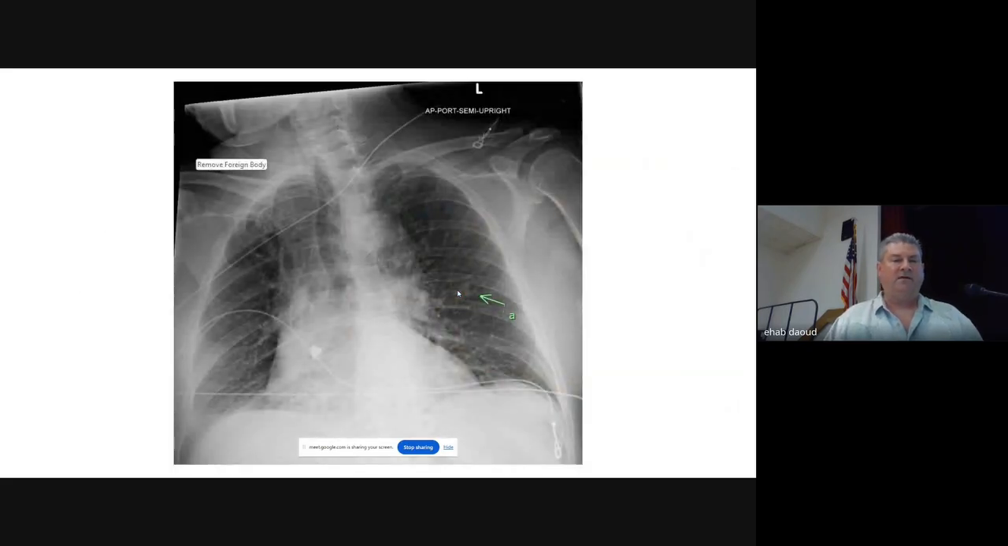This is a pretty funny case. So this is a patient that I did a bronchoscopic biopsy on, and this is his post-op x-ray. There's an arrow pointing to the area that I biopsied, but there's another abnormality on this x-ray that was missed.